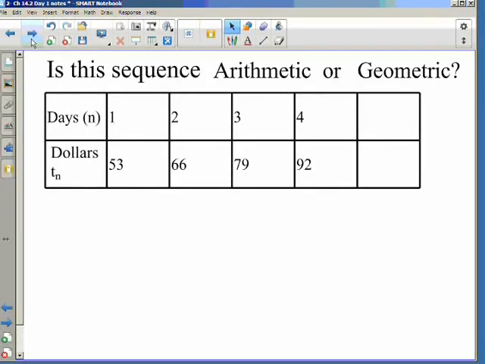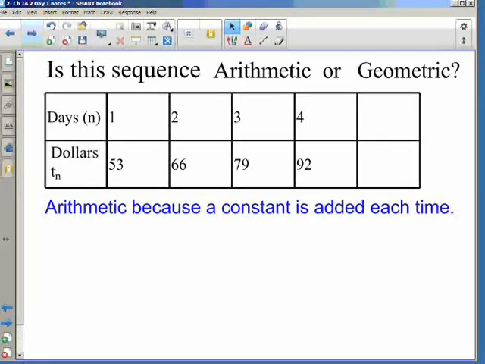Is this sequence arithmetic or geometric? And when we think about arithmetic, you want to think constant or common difference. So we're continually adding or subtracting the exact same value. If it's geometric, you're multiplying by that value. We call that one a common ratio. In this problem, we would say it's arithmetic because a constant is added each time, $13.